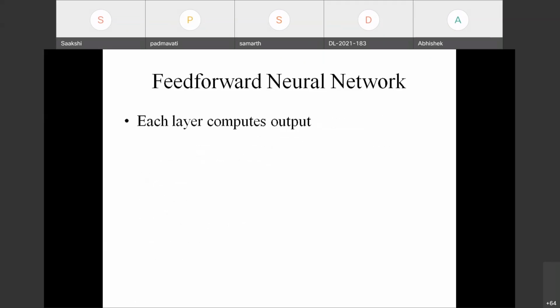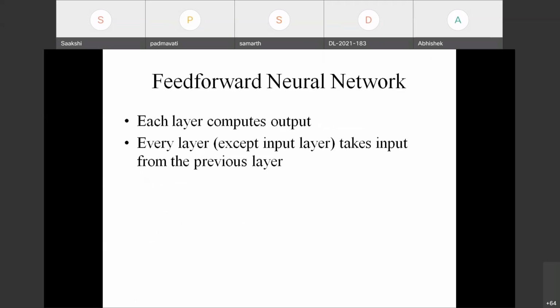Let's move further. Each layer computes some output, and every layer takes input from the previous layer. Specifically here, every layer means each neuron of every layer takes input from the previous layer. What we are saying is that the neurons of the previous layer are responsible to pass on the output to the next layer of neurons, right?